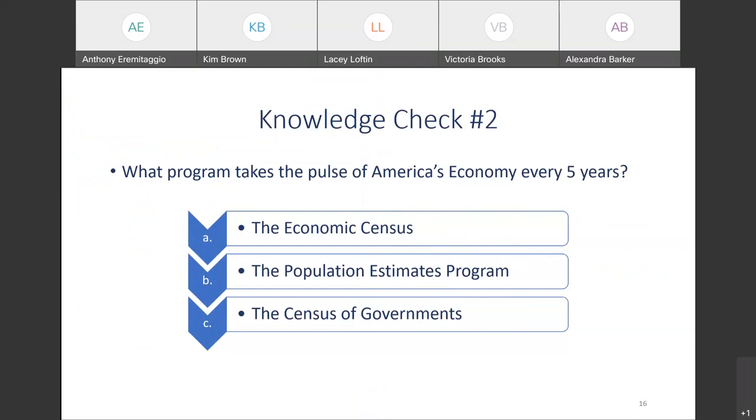Another knowledge check for you: what program takes the pulse of America's economy every 5 years? I'll give you a second to think about that. And the answer to this particular one is the economic census. As I indicated, I refer to it as the pulse of America's economy, often when I talk about it with people when I'm doing presentations.